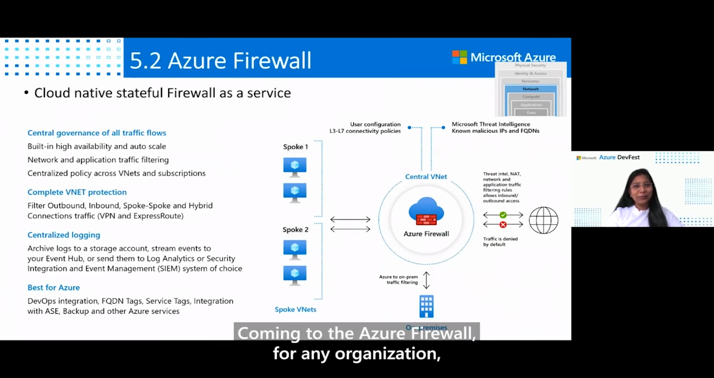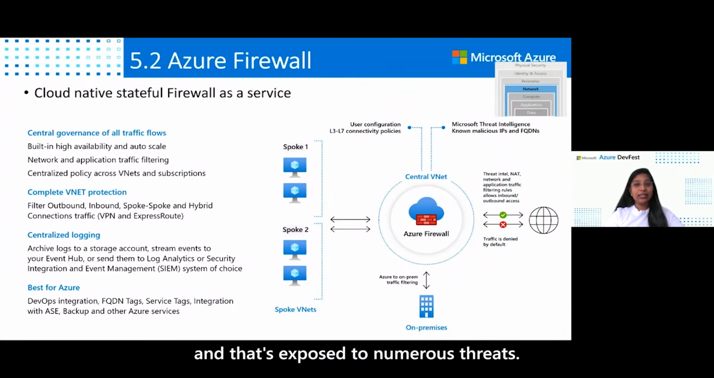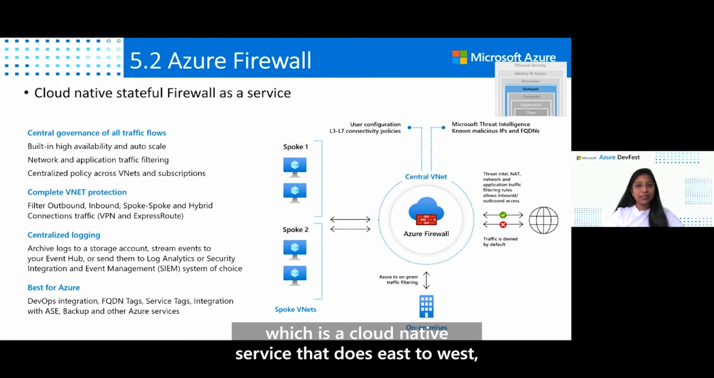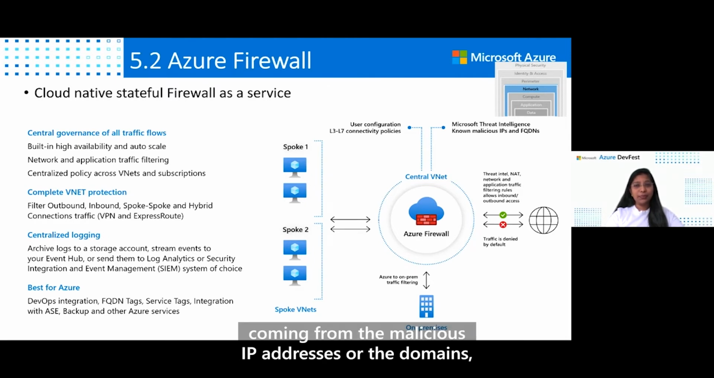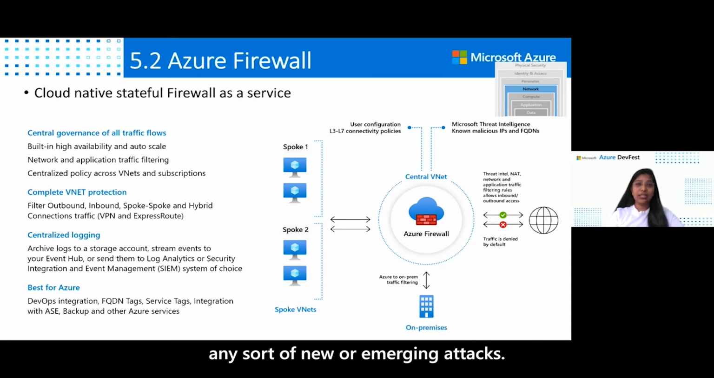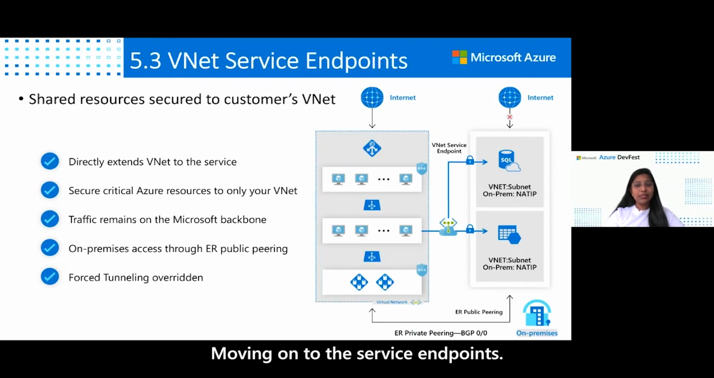Coming to the Azure Firewall. For any organization, the perimeter network is the most vulnerable area, and it's exposed to numerous threats. Here comes Azure Firewall, a cloud-native service that does east-west and north-south traffic inspection, covering level 3 to level 7 packet filtering and threat intelligence, and can alert or deny traffic coming from malicious IP addresses or domains, which are updated in real time to protect against any new or emerging attacks. Moving on to service endpoints.